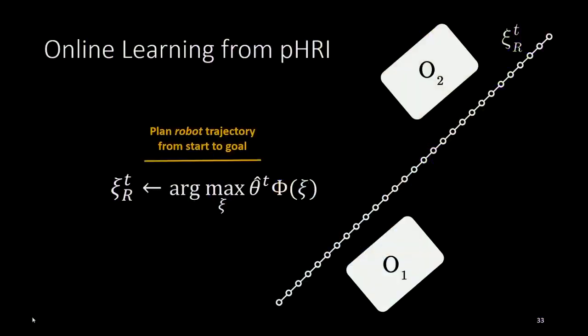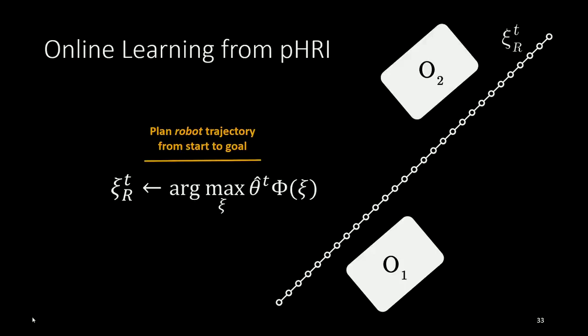In the learning from demonstration literature, this is analogous to online max margin planning and coactive learning. But here we're going to be using this update rule specifically for learning within a task, while in prior work it has been used for learning between tasks. Putting all these things together, we now have a full algorithm for online learning from pHRI.